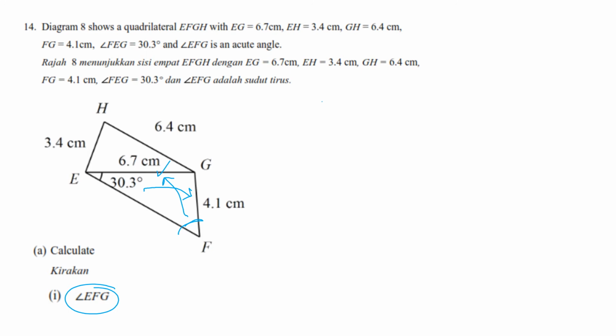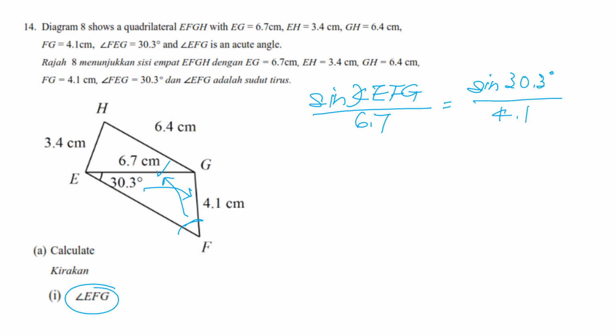It is written as sine of angle EFG over the length 6.7 equals sine 30.3 degrees over 4.1. So for your angle EFG, press your calculator. I believe that you should be able to press your calculator correctly. Please make sure that the subject here is angle EFG to get your answer as 55.53 degrees, or 55 degrees 32 minutes, right? So make sure that the sign is not here.